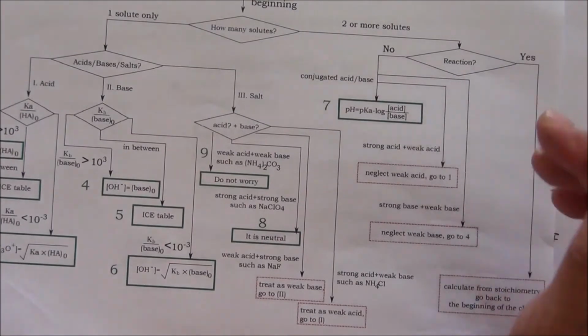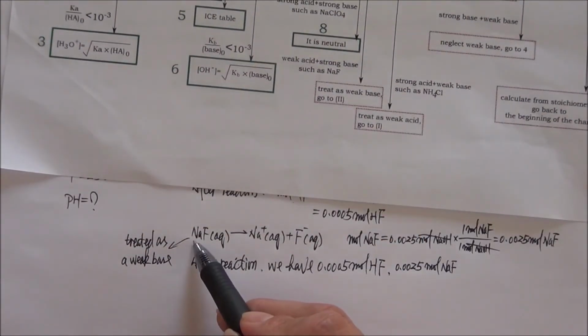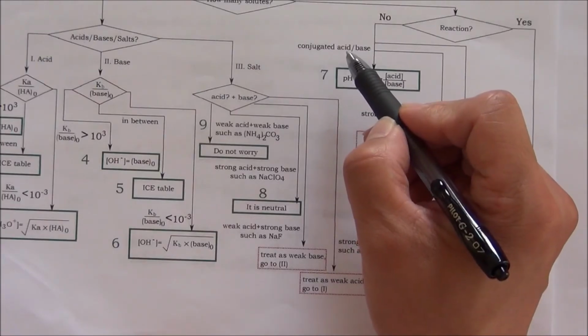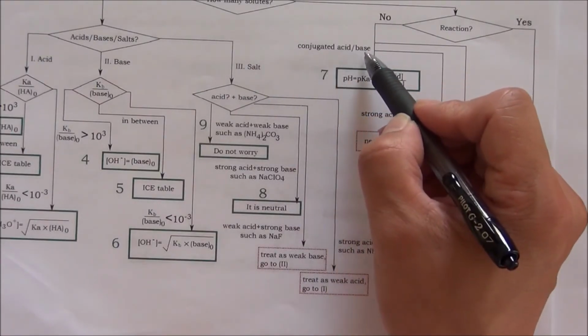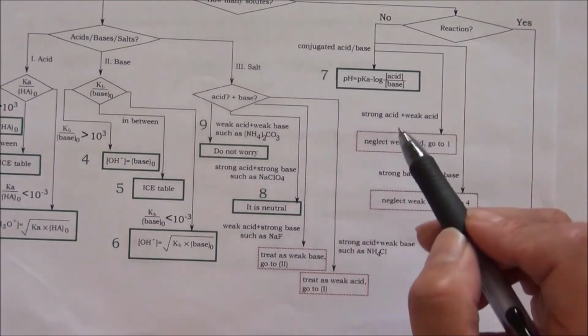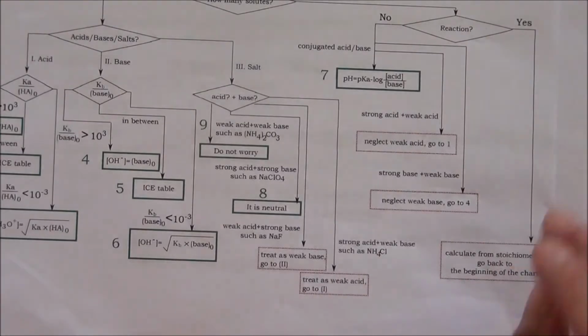We will follow here. Sodium fluoride and hydrofluoric acid will not react. Hydrofluoric acid is the conjugate acid of fluoride. So we will follow equation 7 to calculate the pH of the solution.